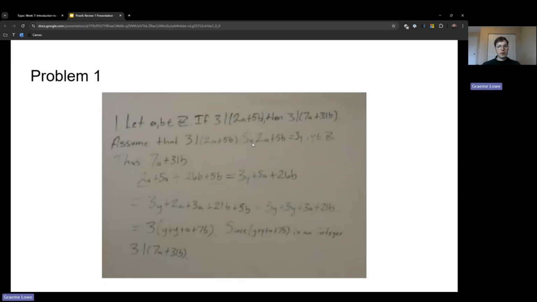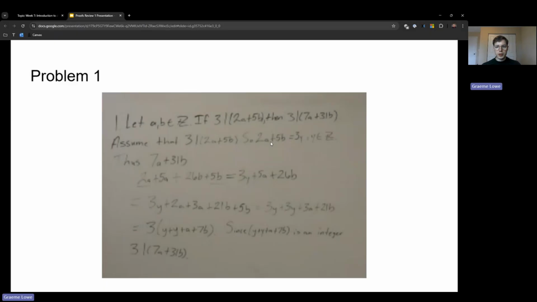So problem 1 is going to be a direct proof. The result that we'll start with is: let a and b be elements of Z, so they're integers, and then if 3 divides 2a plus b, then 3 divides 7a plus 31b. Using direct proof, we'll assume that 3 divides 2a plus b, and I'll use my mouse here to just follow along. And then we will break this into an equivalence.